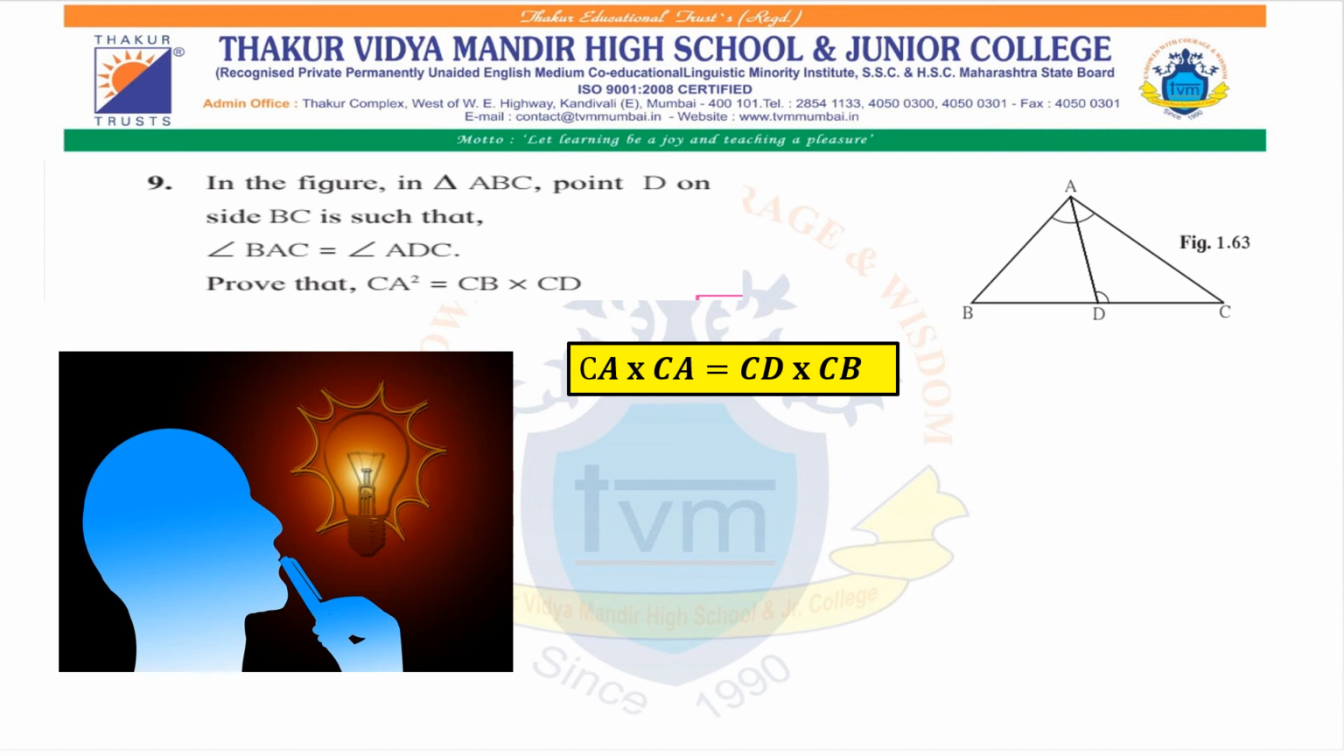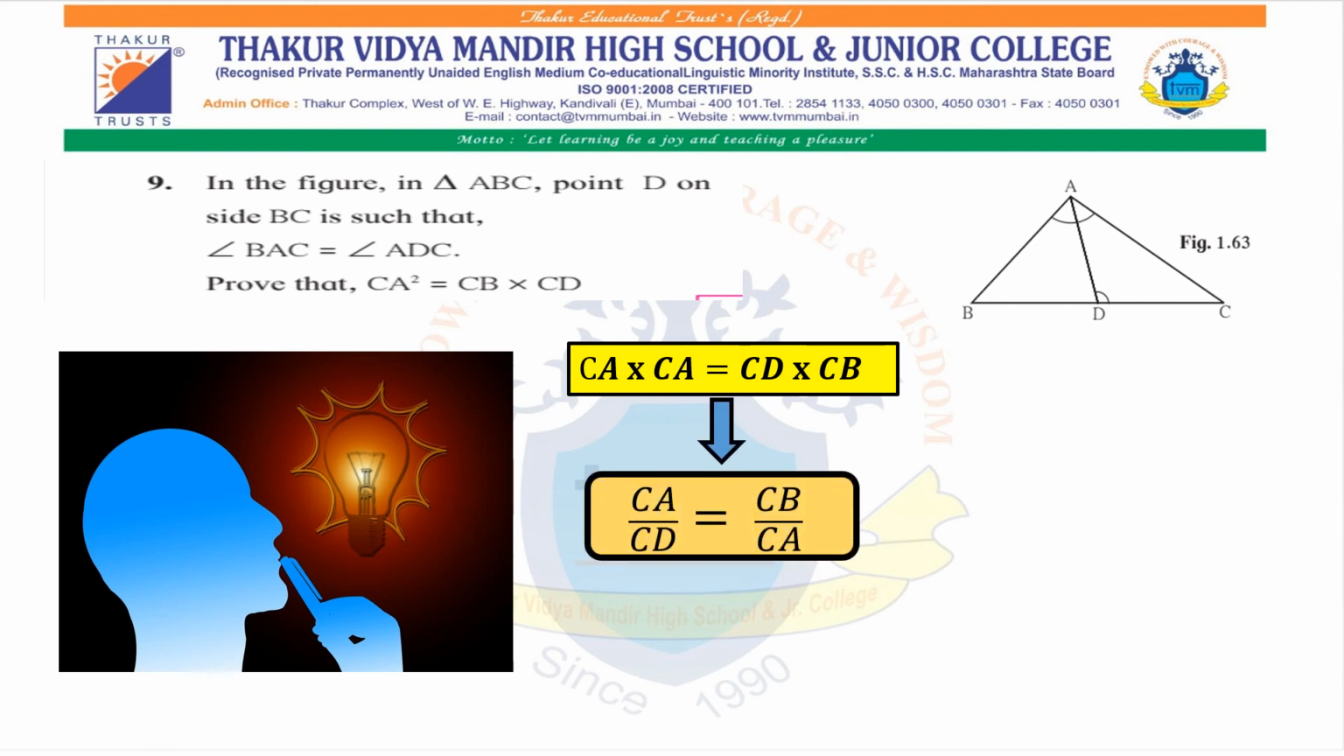How can we get this? Yes, you are right. We should get CA upon CD equals CB upon CA. If we prove these ratios equal, we'll get CA square equals CD into CB. And how can we get these ratios equal? Yes, you already know. These ratios can be proved equal if the triangles containing them are similar. And how do we get the names of those two triangles?